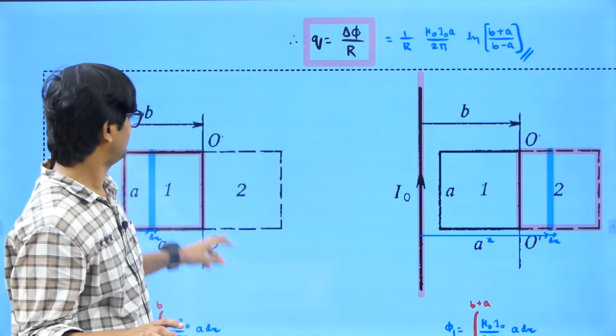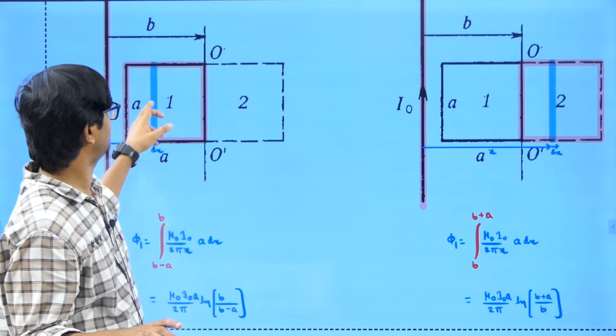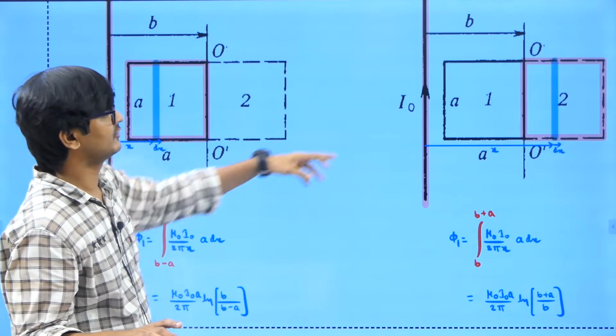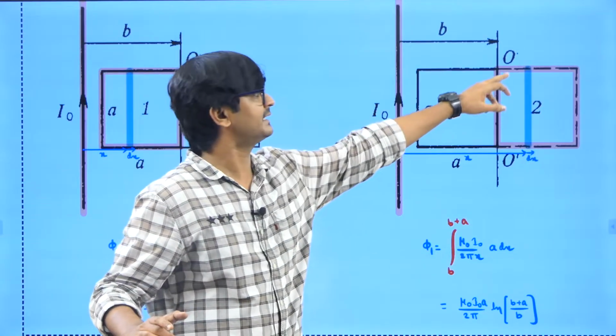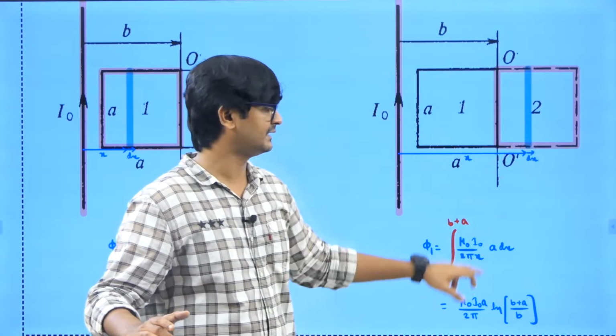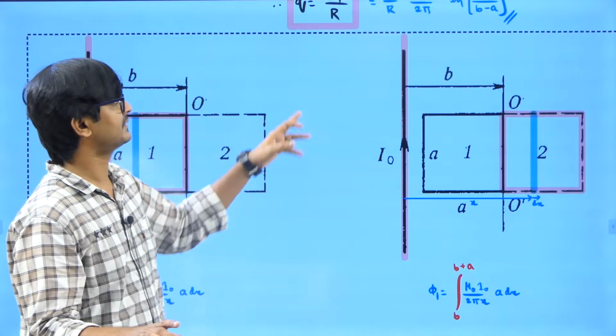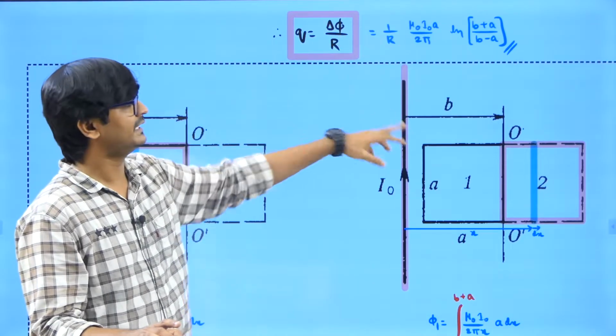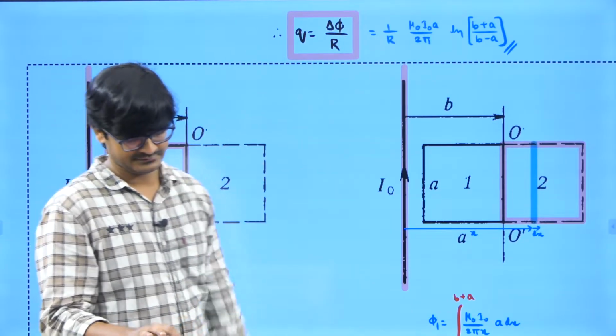So how to find the initial flux? I can take some element, find the flux through that element and integrate it. How to find the flux in the second case? I can take some element, find the flux through that element, and integrate. Effectively, subtraction of those two fluxes is nothing but addition of their magnitudes, right?